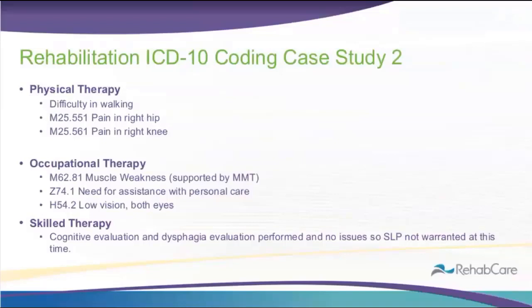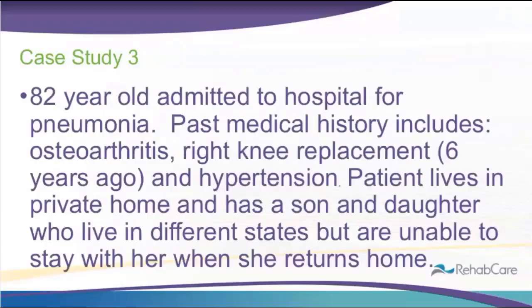They did the Z74 because of need for assistance with personal care. They found that he had a vision issue, H54.2, so they coded low vision. That was supported by documentation from the physician to give the okay to use that code. And then speech did not pick him up because he didn't have any cognitive or swallow issues, so there weren't any ICD-10s for speech. The third case study is an 82-year-old that was admitted to the hospital for pneumonia.